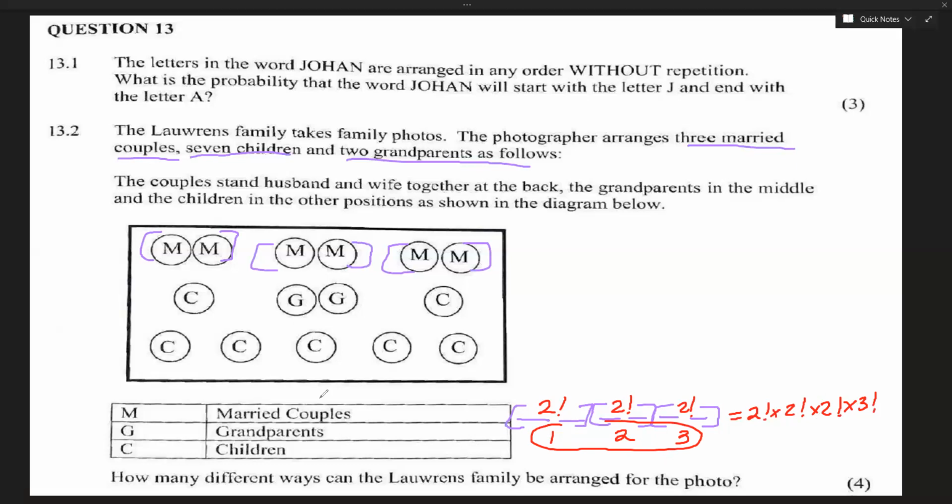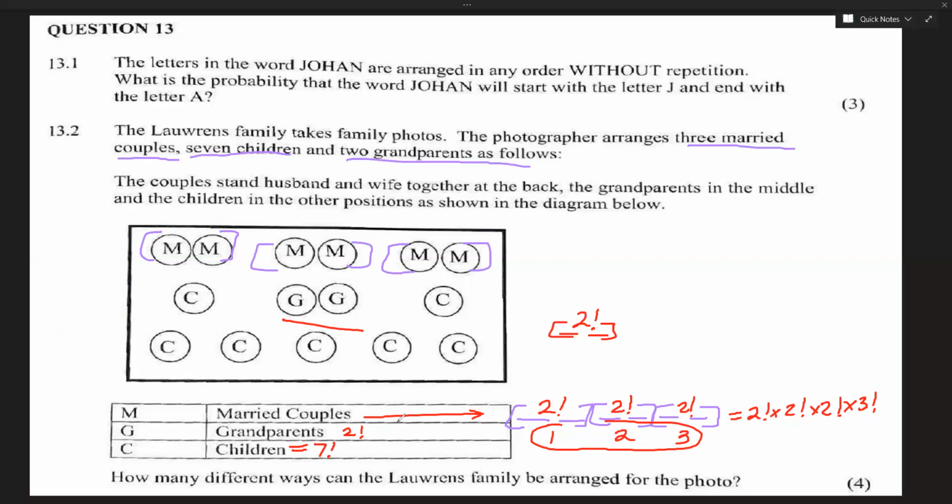Now I'm going to do grandparents. Grandparents is just 2 of them. So grandparents is basically one item. So it's just factorial 2. Do you get it? Perfect. So here I have factorial 2. Now let's do children. We have 7 children in total, and they can sit in any order. So this child can go there, that one can go there. They can always swap around. So here we're just going to have factorial 7.